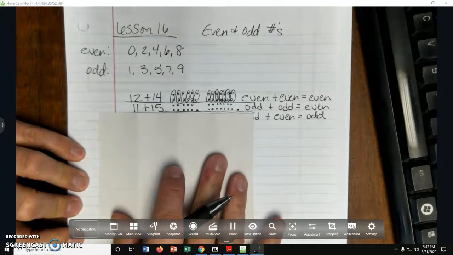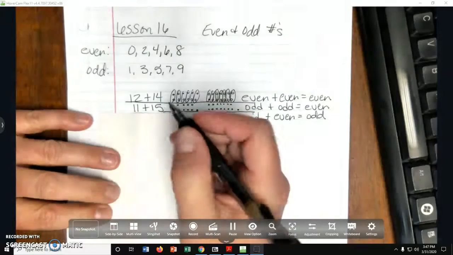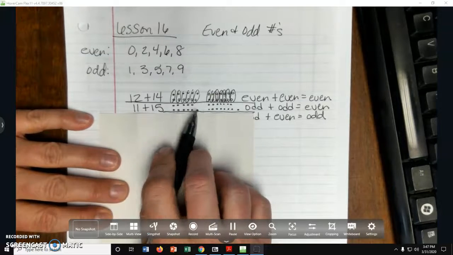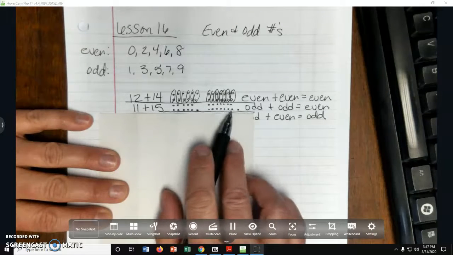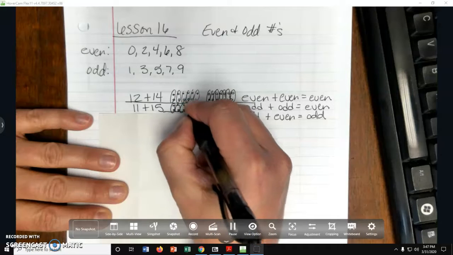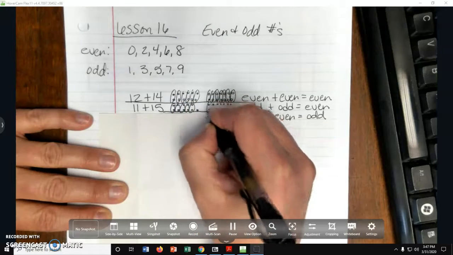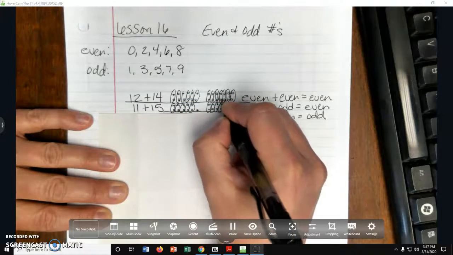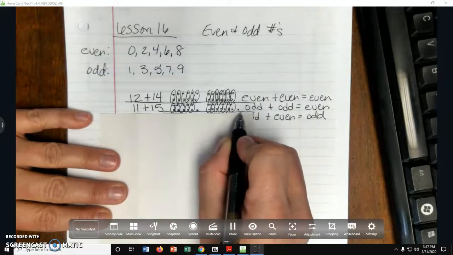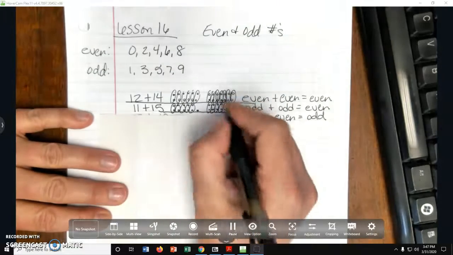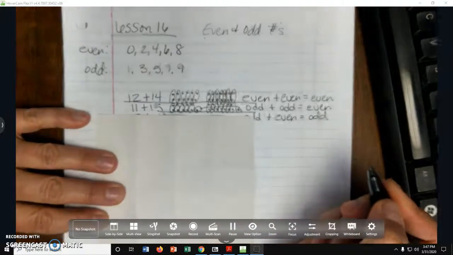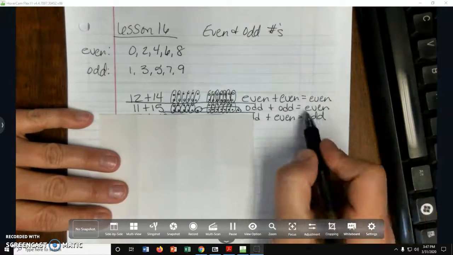Looking at our next example, 11 plus 15, well, we had 5 and 5 is 10 and 1 left over. 15, we have 7 and 7 and 1 left over. Well, what happens? These all match up, and we have 1 left over here, but we also have 1 left over here. So what happens? Those two join together to make another pair. So we're still back to even.